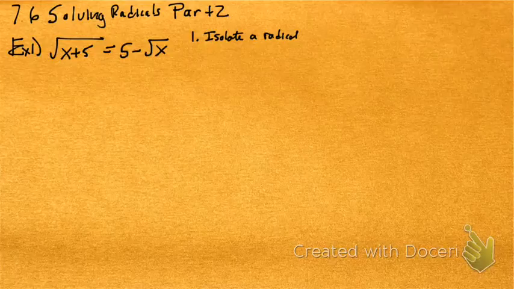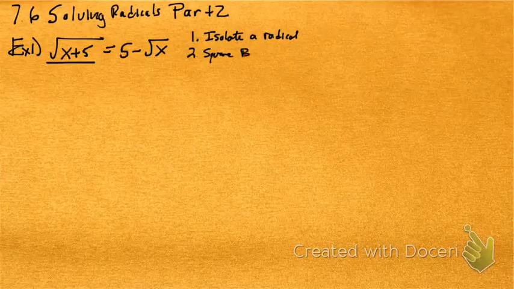In this example, I already have a radical isolated on the left side of the equation. It's the square root of x plus 5. I wouldn't want to go through the extra work of isolating the other one because I already have the radical x plus 5 by itself. So step 1 in this example is already done. Step 2 is to square both sides to undo the radical.